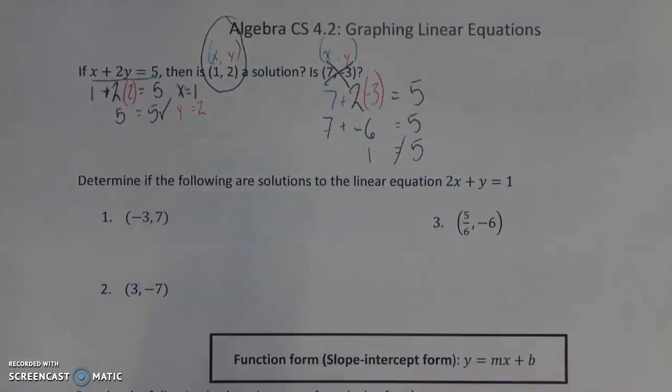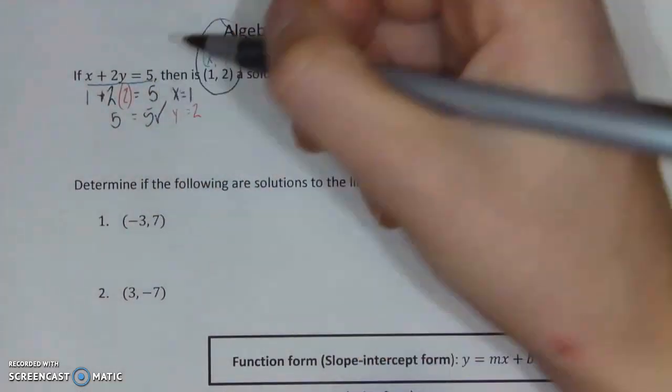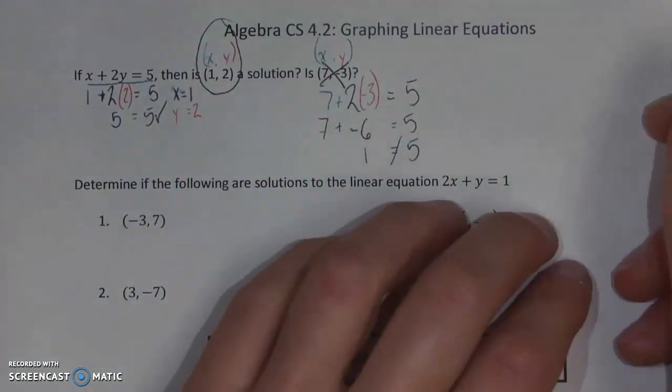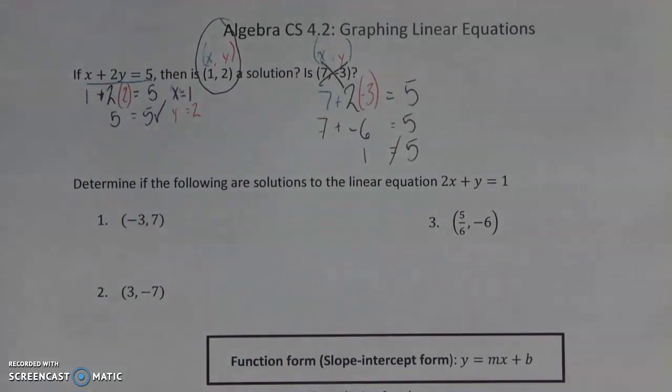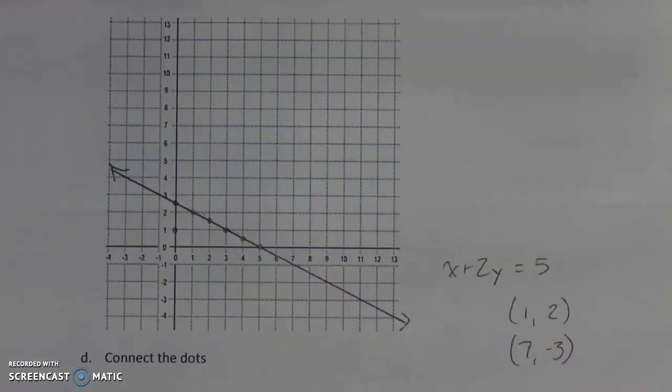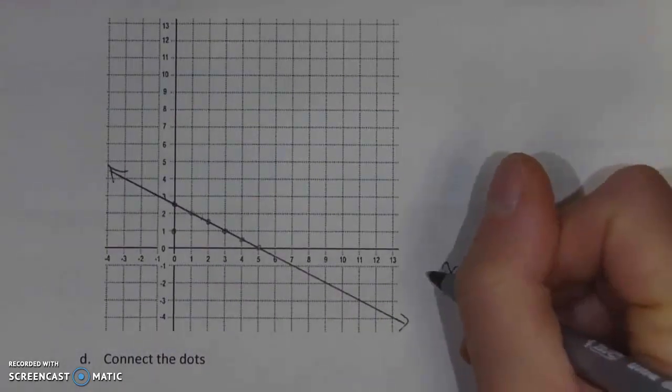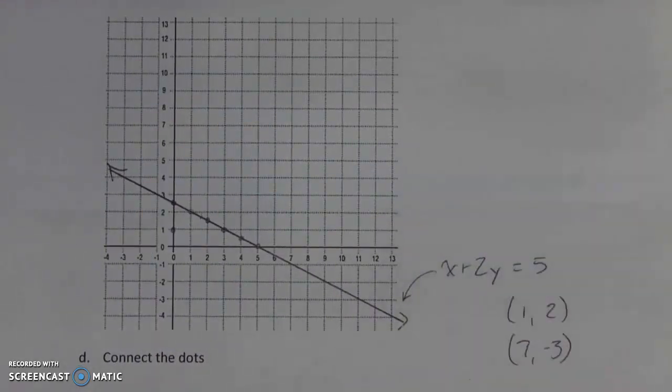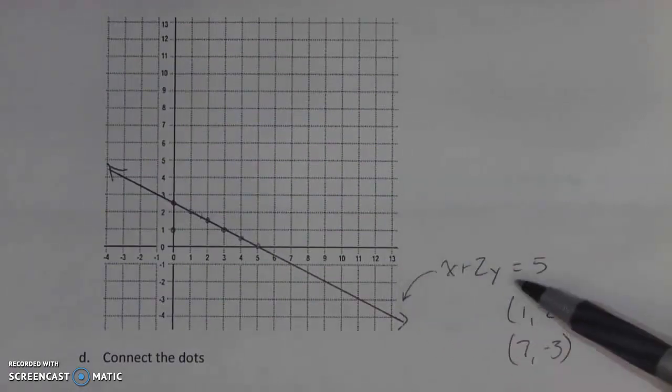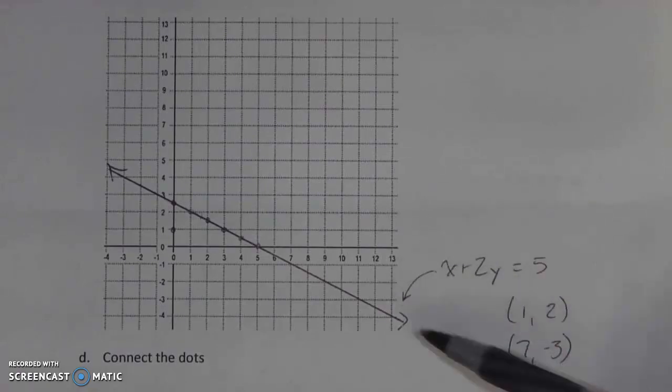Now the reason why this is important is because we're going to be looking at a series of solutions to a specific equation. So let's say that you're looking at a graph, and your graph is like this. Now this graph is actually of the equation x plus 2y equals 5. And we're going to see how to make the line that represents the equation in a little bit.